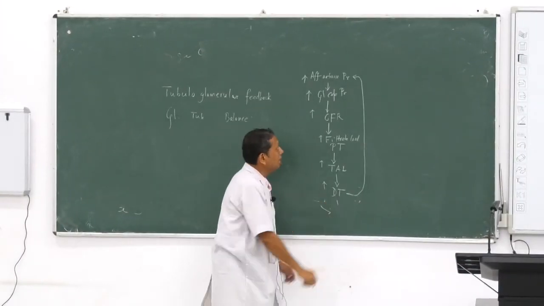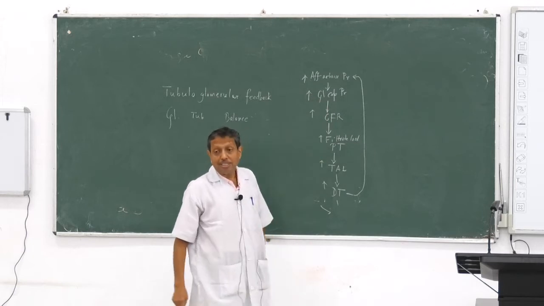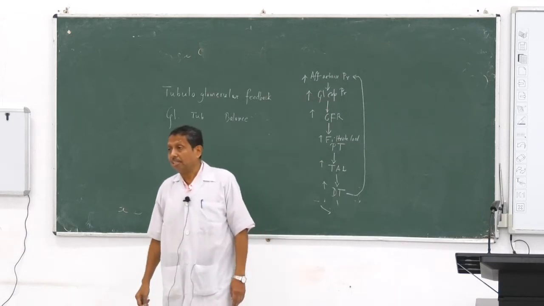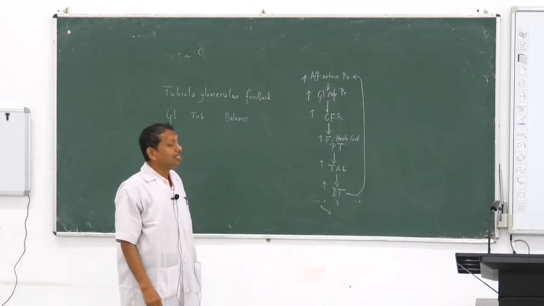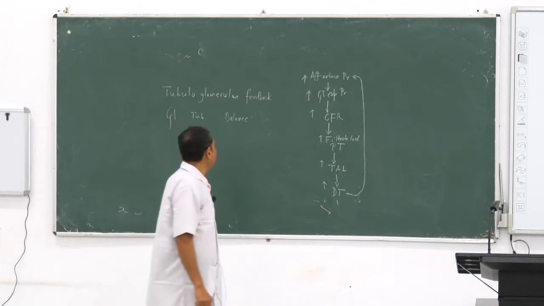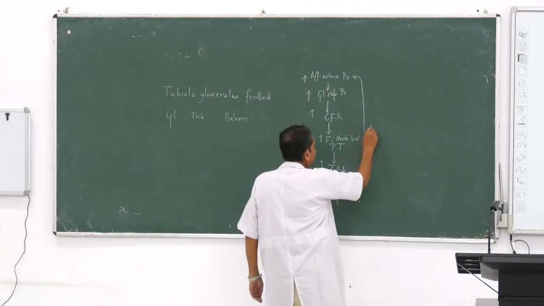Clear? And then there is the corresponding change via the macula densa cells. It is called tubuloglomerular feedback.